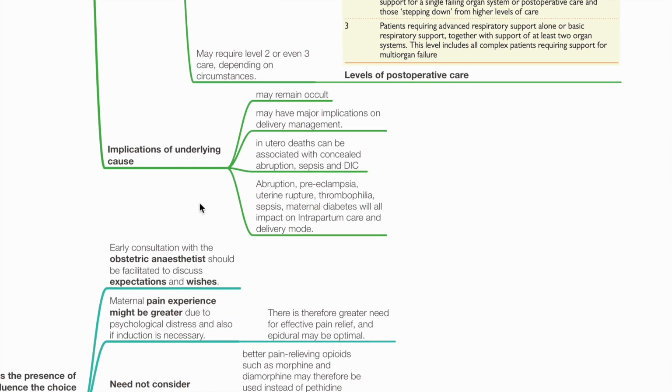Implication of underlying cause. The cause may remain occult. The cause may have major implications on delivery management. In utero deaths can be associated with concealed abruption, sepsis and DIC. Abruption, preeclampsia, uterine rupture, thrombophilia, sepsis and maternal diabetes will all impact on intrapartum care and delivery mode.